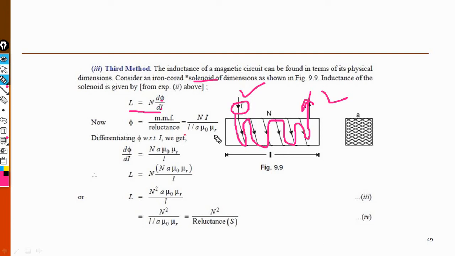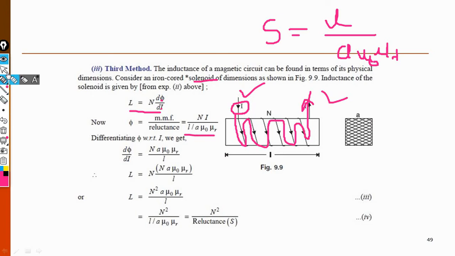The formula of reluctance is S is equal to L upon A mu 0 mu r. Now this is the formula of reluctance, so phi is equal to mmf upon reluctance, which is equal to N into I upon L upon A mu 0 mu r.